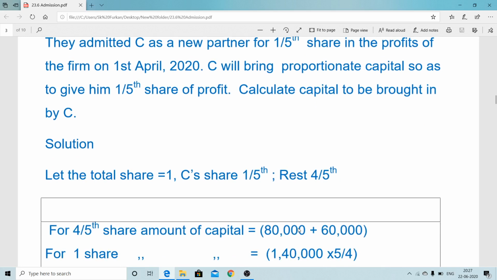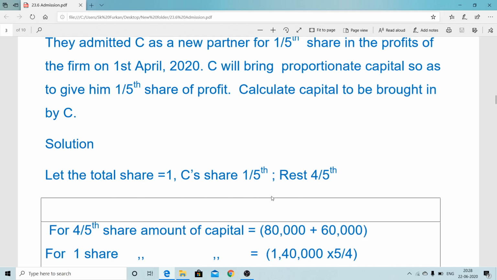We know that the total share is always 1, the entire share of the firm is 1. So here also we consider the total share equal to 1. C's share 1/5 means out of total 1, C is getting 1/5. So remaining is 1 minus 1/5, that is 4/5 share. This 4/5 share is actually for A and B.